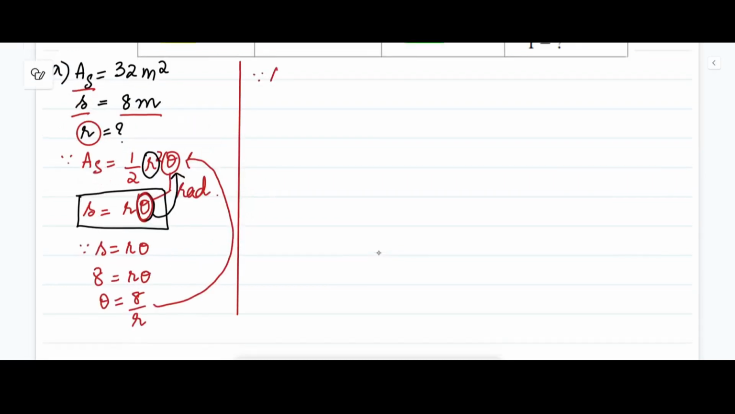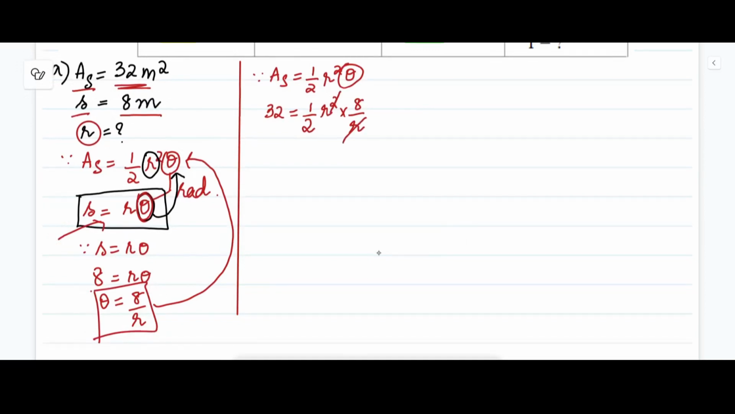So area of the sector is equal to half r square theta. The area of the sector they have already given us to be 32 meters square, which is equal to half r square, we have to find out. Therefore, let us keep the r square as it is, and then we have the value of theta in terms of radius using the arc length formula. So let us substitute that here. So theta is equal to 8 by r.